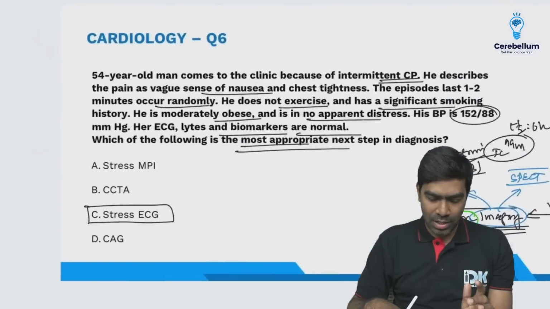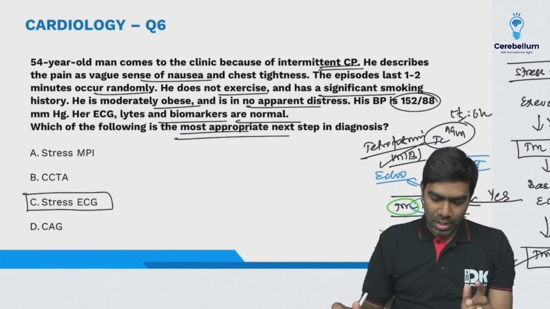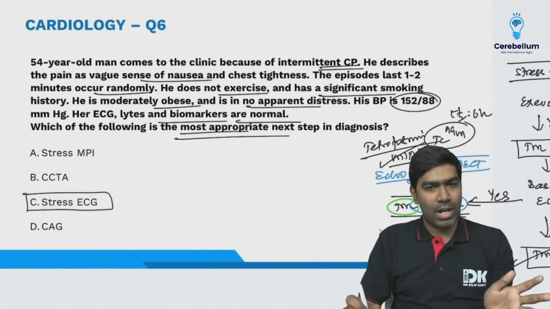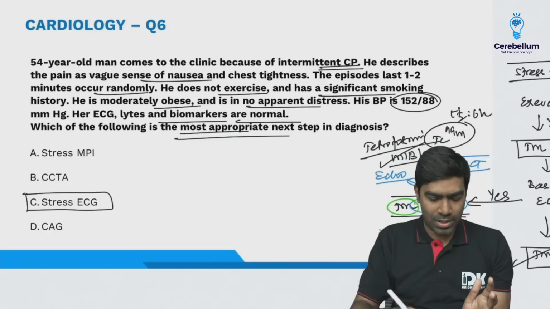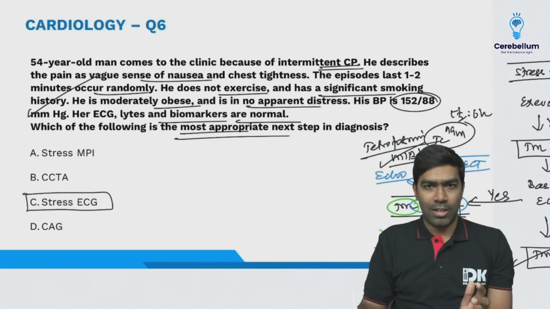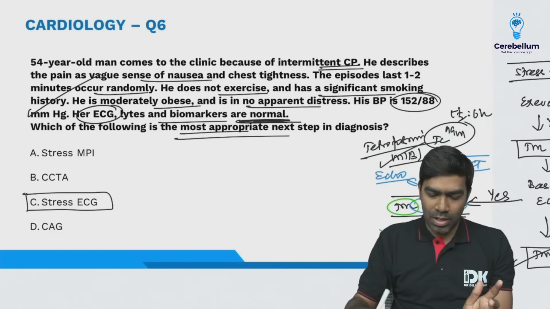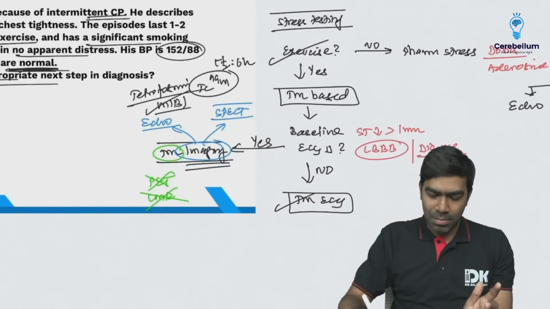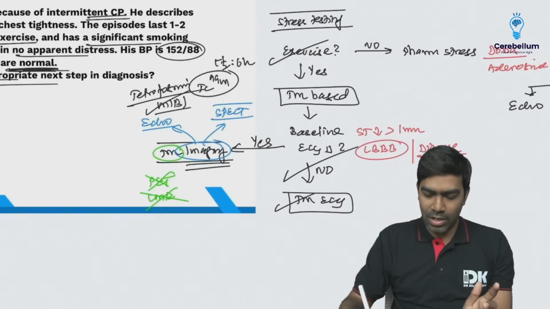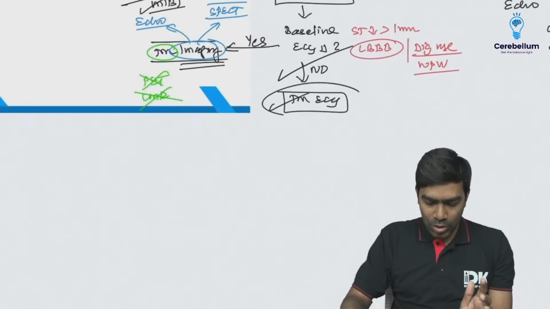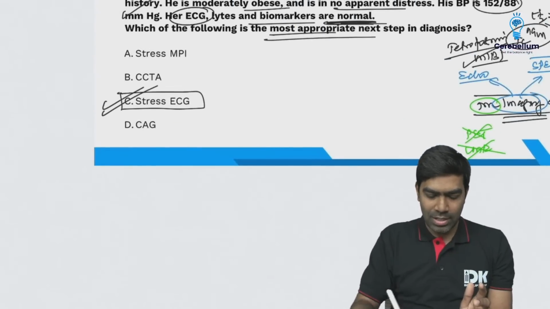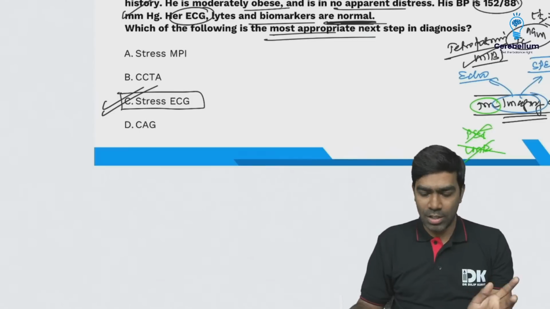See, look at our patient. He does not exercise, but it doesn't mean he's not able to exercise. He will be able to exercise. Okay. And you're planning to choose a stress test. Baseline ECG is normal. Able to exercise. Baseline ECG is normal. Okay. So no baseline ECG problem. So the right answer for this question is stress ECG. Okay. Treadmill ECG. That is what I'm going to choose.